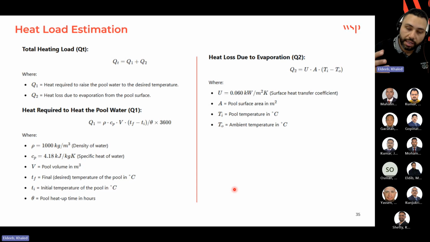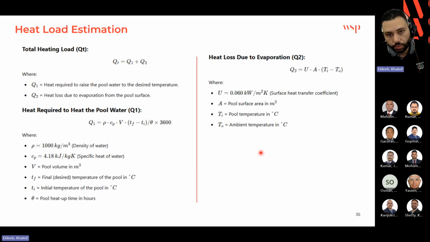So if you have an indoor pool, okay, guys, it's a good question actually. You see here this equation, UA delta T. This one is for the evaporation happening from the pool surface, right? So if we have an indoor pool, and we control everything, all temperature, air temperature and the pool temperature.